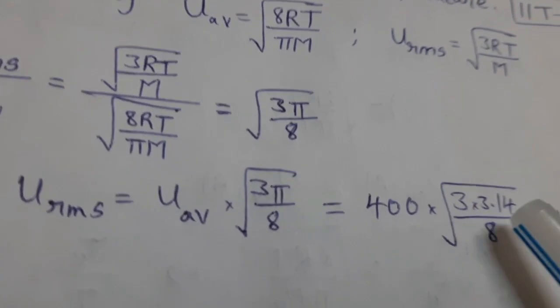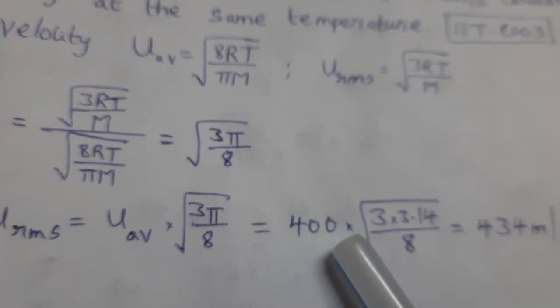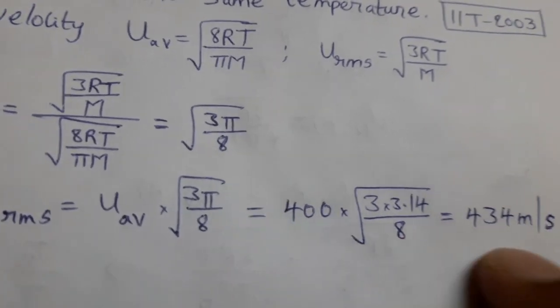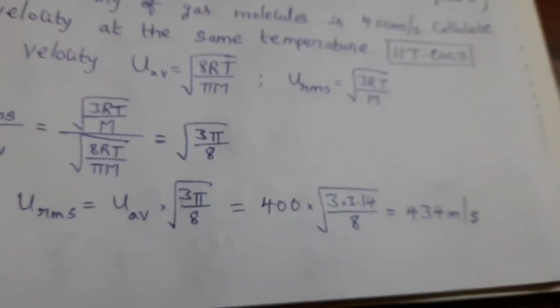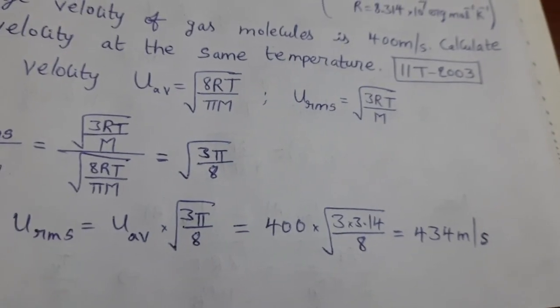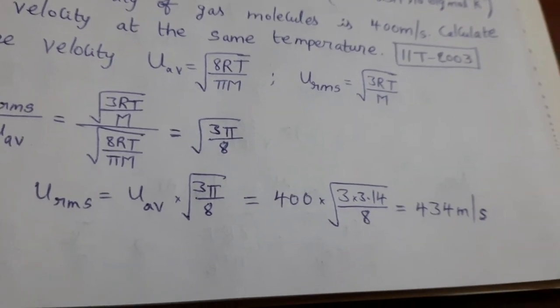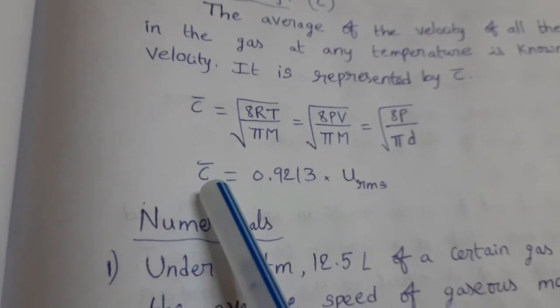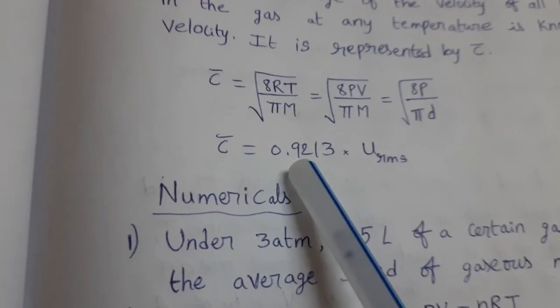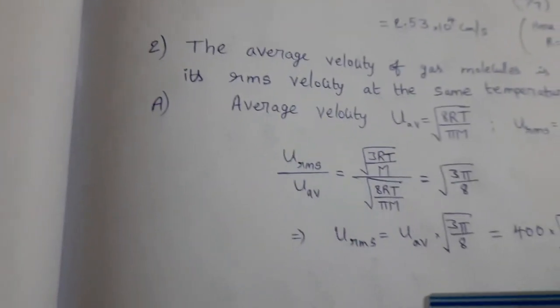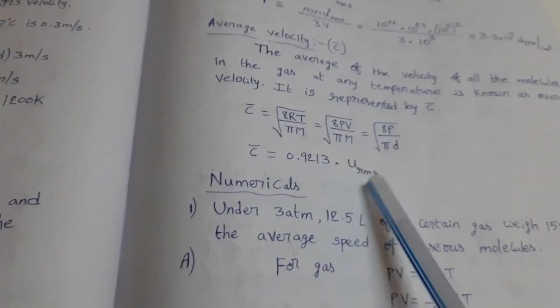Average velocity is given in the question, that is 400. 400 into square root of 3 into 3.14 divided by 8, that is 434 meter per second. So RMS velocity at the same temperature is 434 meter per second. Otherwise, by using this formula also we can calculate RMS velocity: 400 divided by 0.9213, that gives RMS velocity. Either this process or from that formula, we can get our answer. Next.